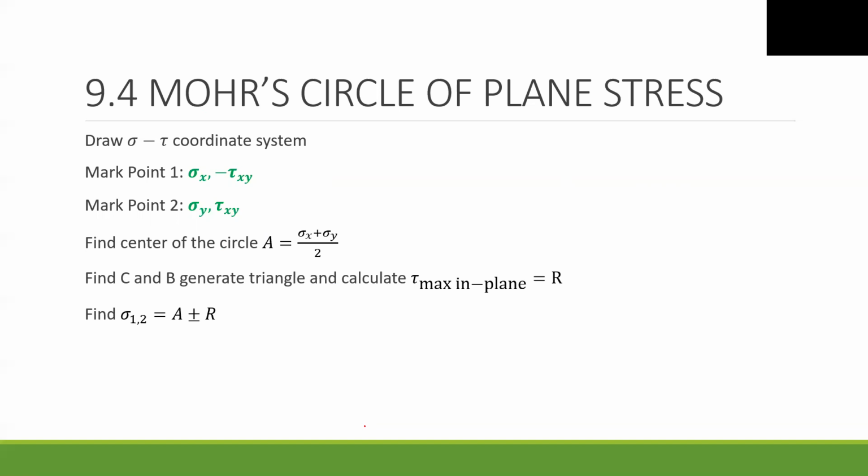After that, we draw a straight line between the two points. This line represents the diameter of the circle. After drawing the diameter of the circle, we can directly draw the Mohr's circle. I think I can use my whiteboard to figure this out more easily.